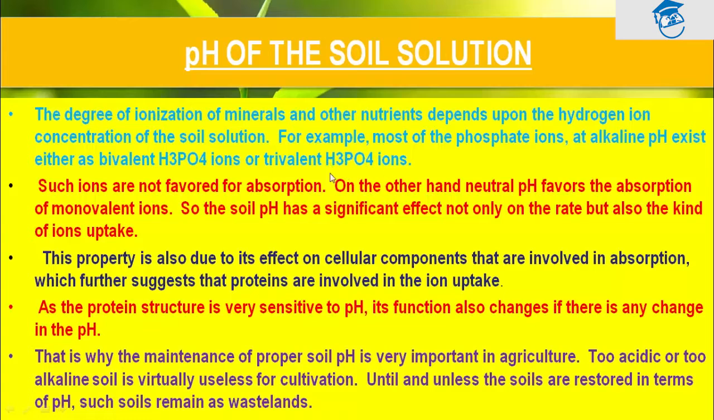These ions cannot be absorbed by the roots of the plant. On the other hand, alkaline pH exists in bivalent or trivalent ions, and these bivalent and trivalent ions are not favored for absorption by plants. But on the contrary, neutral pH favors absorption of monovalent ions. So the soil pH has a significant effect not only on the rate but also on the kind of ion uptake.